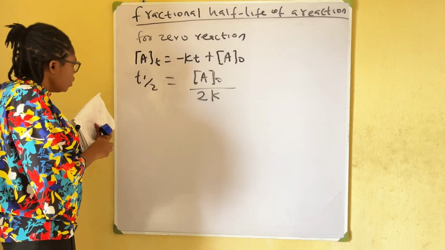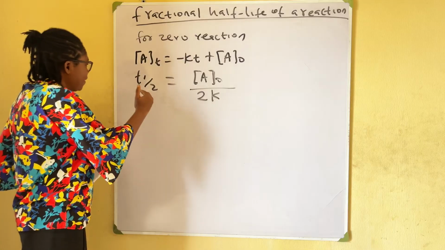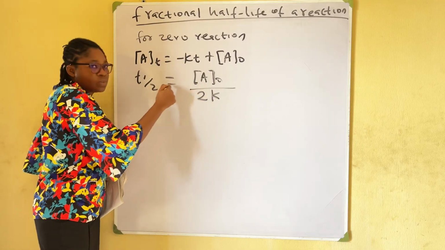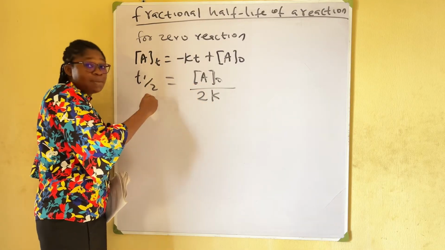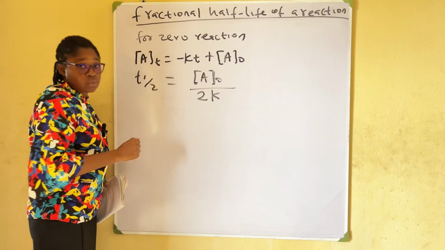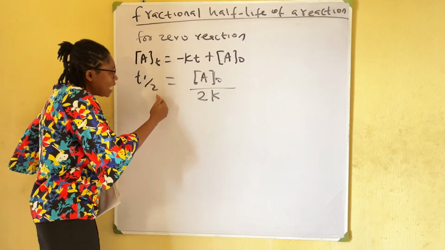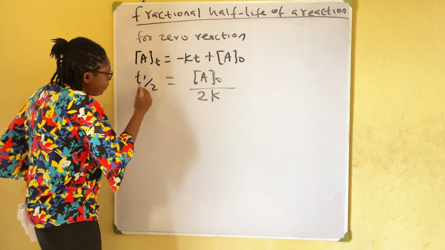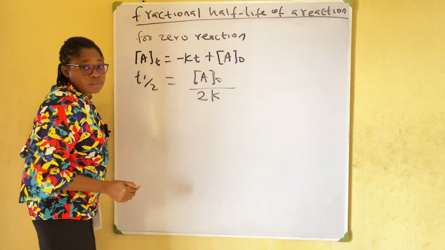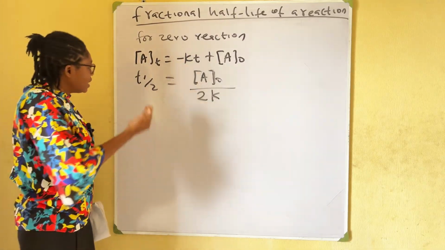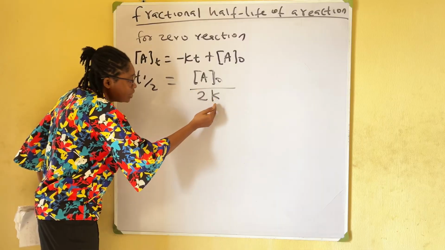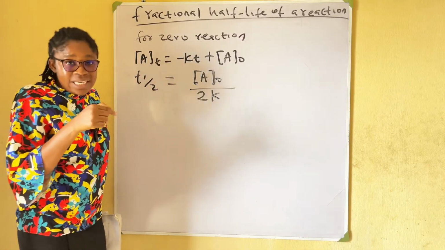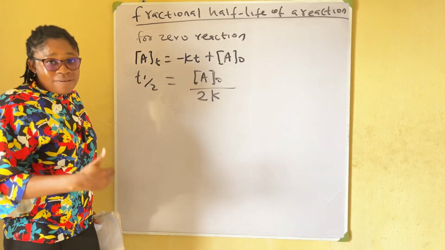So what does it mean? It means that half-life is directly proportional to initial concentration. So half-life increases as initial concentration increases. Half-life is inversely proportional to the rate constant. So which means as half-life increases, rate constant decreases because they are inversely proportional.